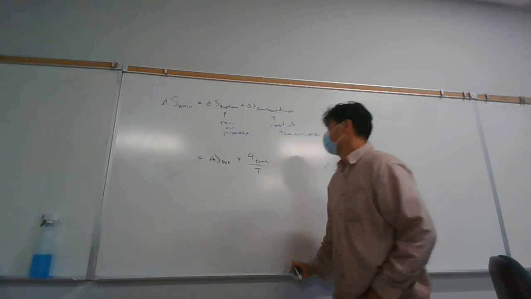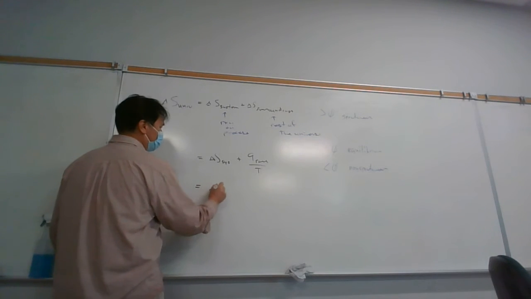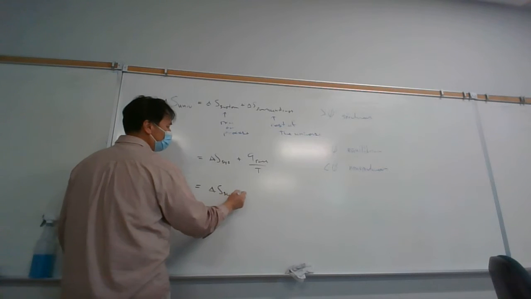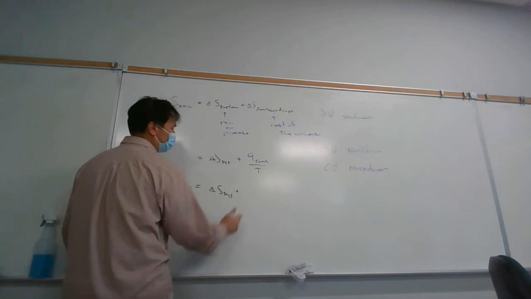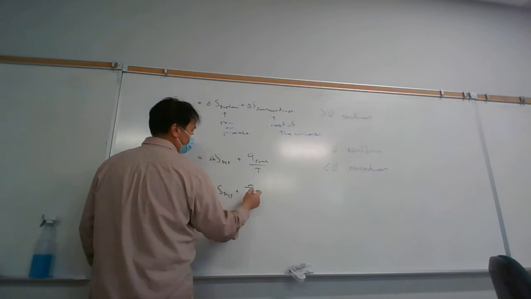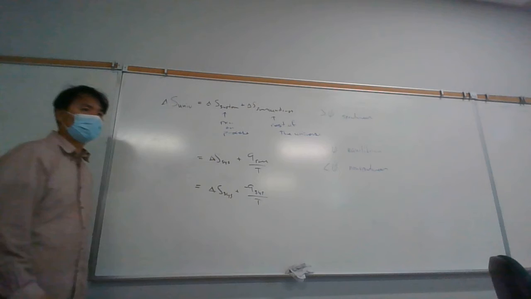Then we can use the first law of thermodynamics. The first law says that if the surroundings lose or gain heat, then the system must have gained or lost it. So Q of the surroundings is equal to minus Q of the system. That's the first law of thermodynamics.